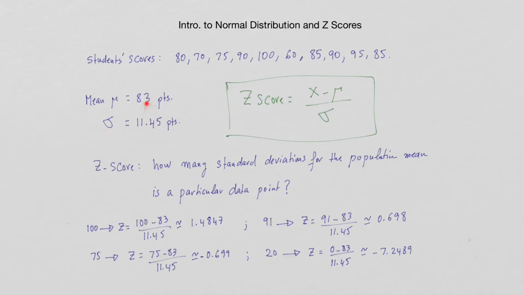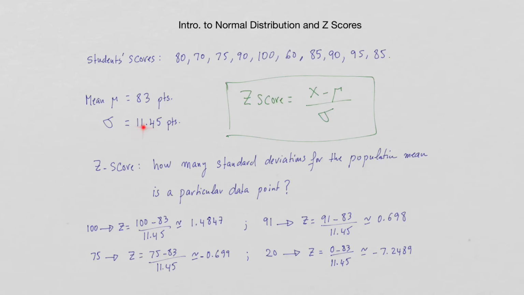So 91 is not too far from 83. I bet you, if I ask you in class, is 91 far away from 83? Some of you might say yes. Some of you might say no. How do you decide? It depends on the standard deviation.